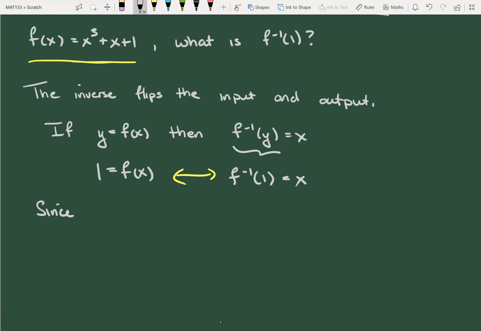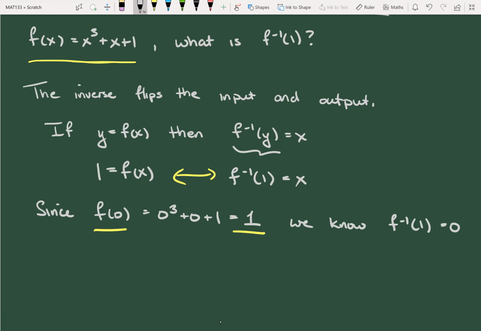So if I plug zero in, what do I get? I get zero cubed plus zero plus one, that's equal to one. So since f of zero is equal to one, and the inverse interchanges x and y, we know f inverse of one is equal to zero. Does that make sense, right? It just flips x and y. Everyone okay with that? So when I ask you, what is f inverse of one? What I'm saying is, what number do I plug into f in order to get one out? Yeah, okay, so that's the idea there.